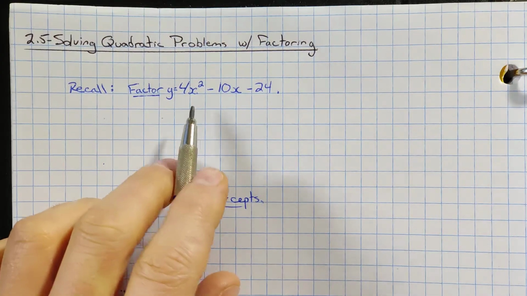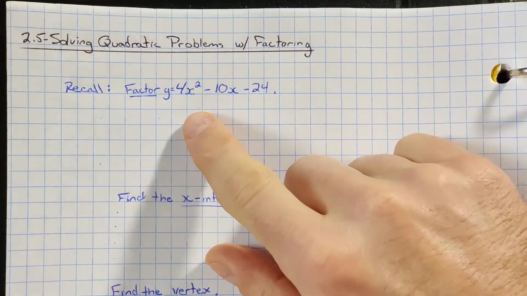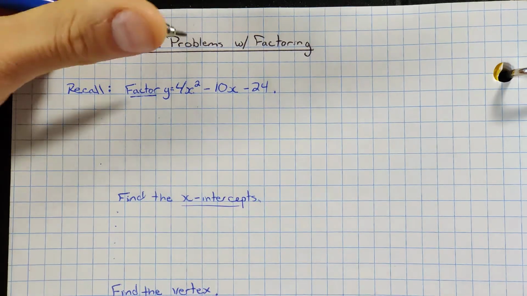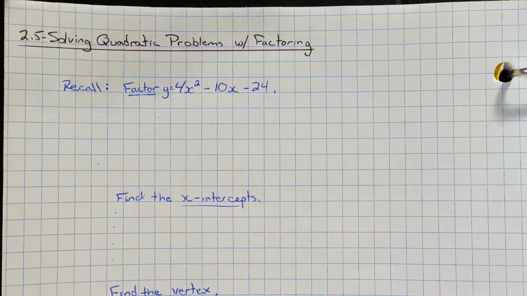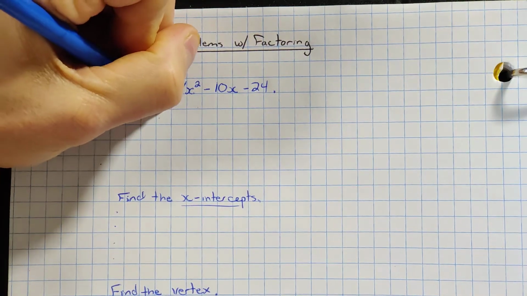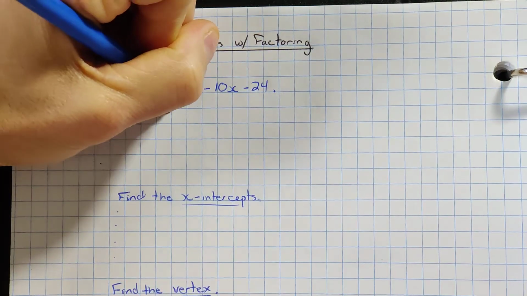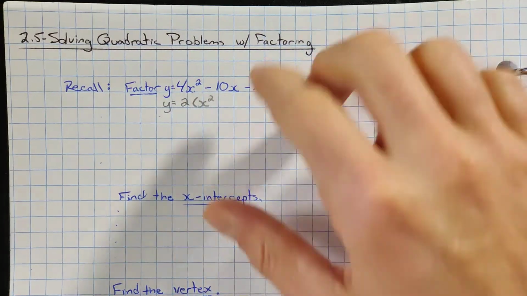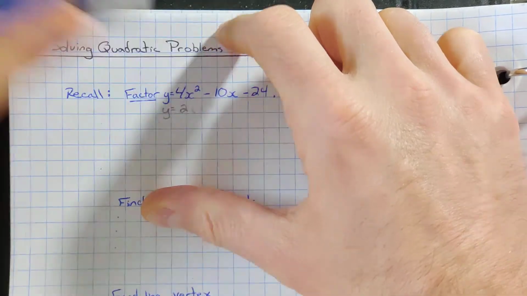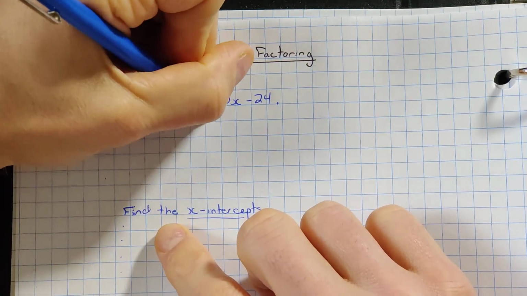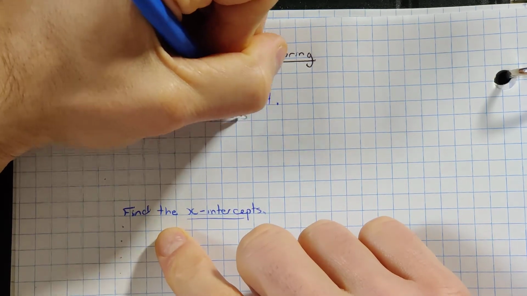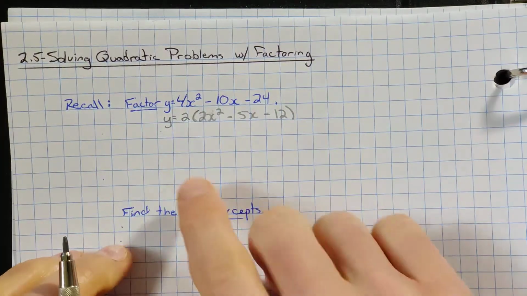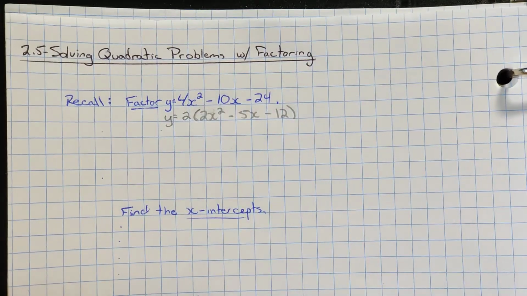Again, factoring. When we want to factor a quadratic, we first look for a common factor between our three terms. Here, if we look at our common factor for 4, 10, and 24, there is one. And that common factor is going to be 2. And when we factor that, we get 2x squared minus 5x minus 12. So there we've factored out our common factor.